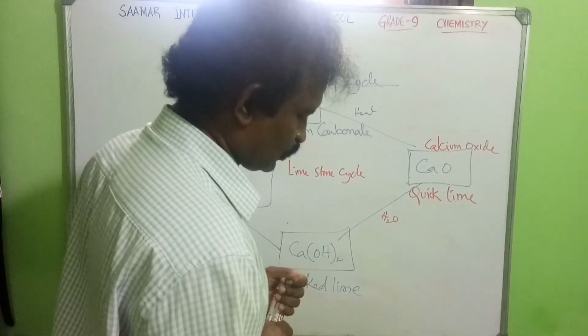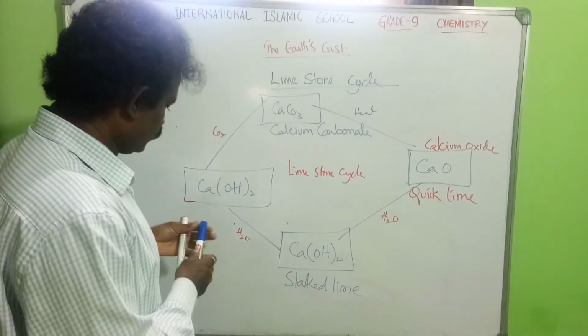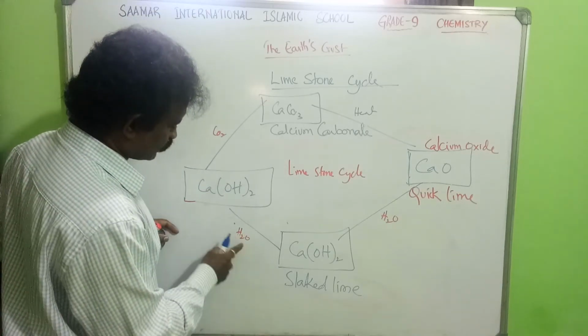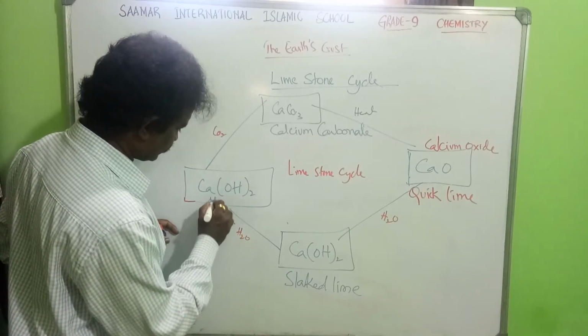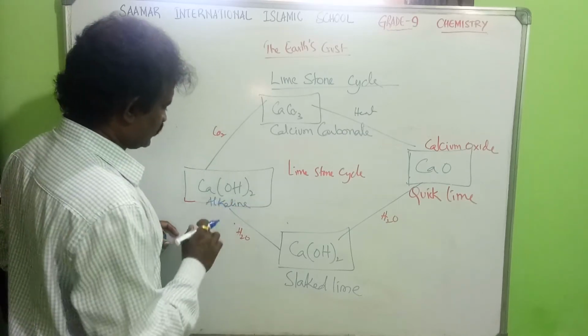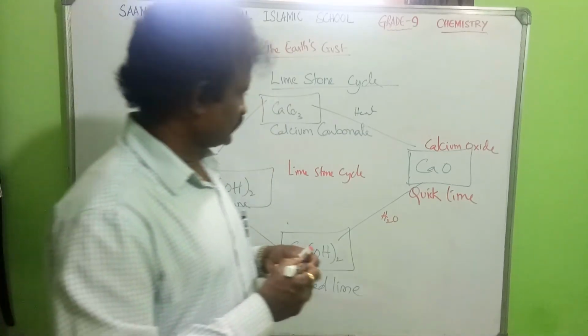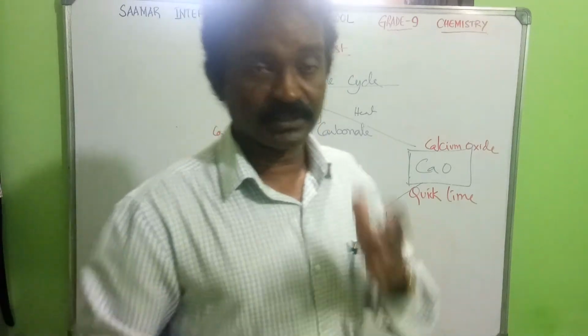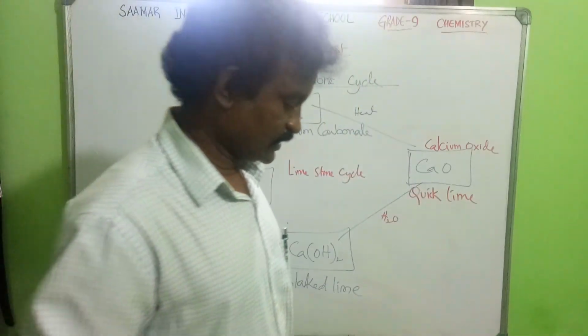Correct. Now when you add too much water to this, it will become alkaline. That means it increases its pH. So finally it gets converted to calcium carbonate. That completes your lime cycle, limestone cycle.